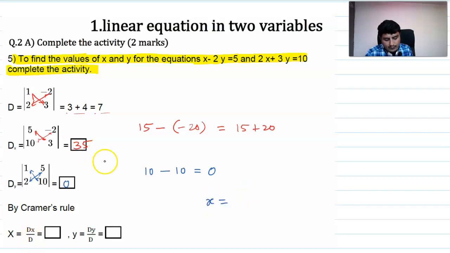So the value of dx we have 35 and the value of d we have 7. 7 5s are 35, so the value of x we are getting here is 5. Now to evaluate the value of variable y, as per Cramer's rule, we have the formula dy divided by d. What is the value of dy? We are getting here 0 divided by the value of d, we have 7, and 0 divided by 7 we are getting 0. So the value of variable y we have 0.